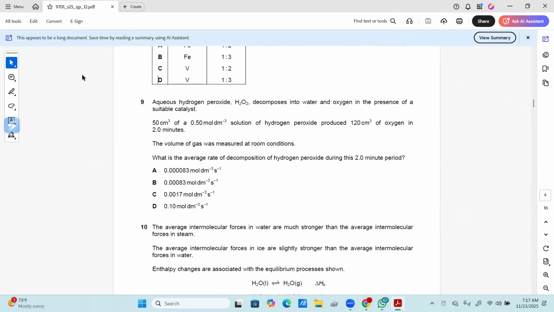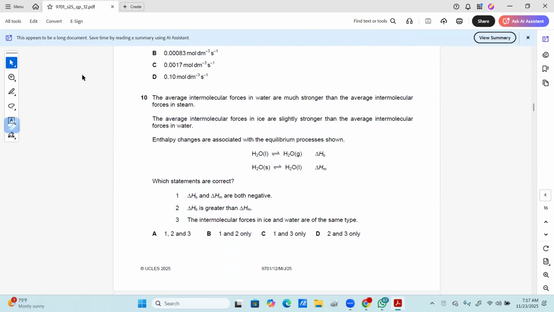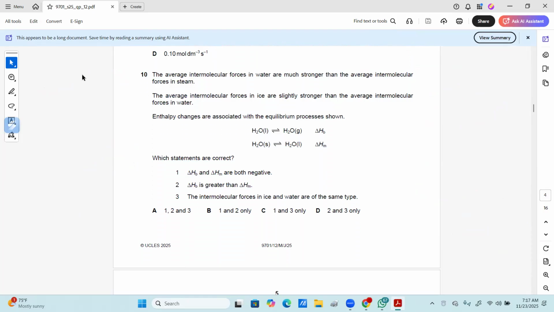Then we see the 10th one. The average intermolecular forces in water are much stronger than the average intermolecular forces in steam. The average intermolecular forces in ice are stronger. Which statements are correct? Enthalpy delta HB and delta HM are both negative. So B is boiling, converting liquid to a gas. So they are endothermic. We need to give energy to convert liquid to a gas and to convert solid to a liquid. So it's anyway wrong.